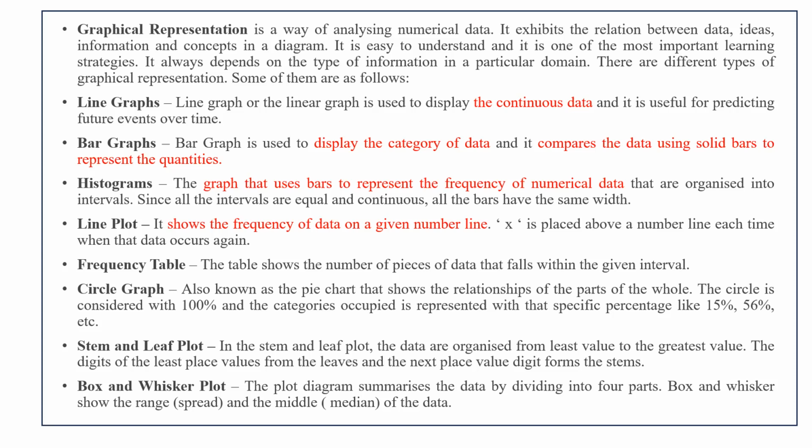Then stem and leaf plot, a plot in which the data is organized from least value to greatest value, and the digits of the least values are always leaves, and the next place value digit is always considered as the stem. Then box and whisker plot, a diagram that summarizes the data by dividing it into four parts. Box and whisker always shows the range, spread, and the middle, that is, the median of the data.